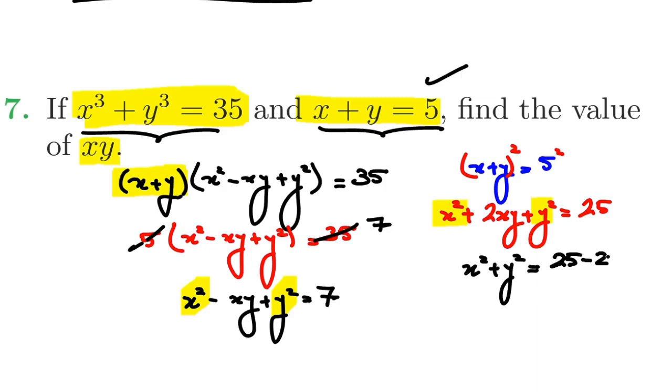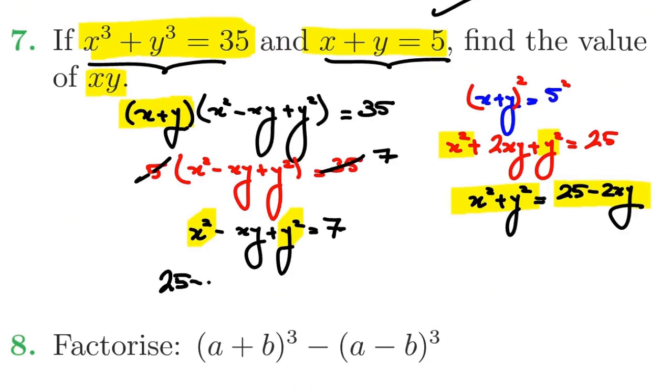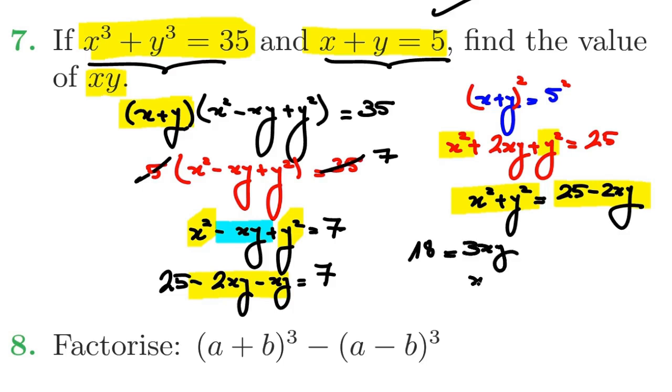25 minus 2xy. I wrote 25 minus 2xy instead of x squared plus y squared. Let's not forget there's a negative xy here. It equals 7. I moved the number 7 to the left. I left 25 minus 7, 18, equals minus 3xy. I moved it to the right. 18 equals 3xy. From here, xy equals 6 if we divide both sides by 3. Let's add a little star to this one too.